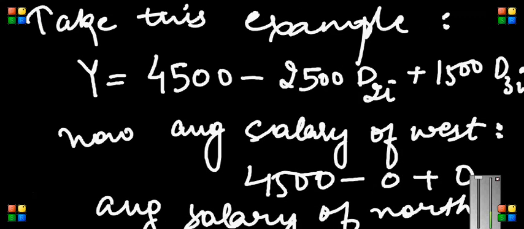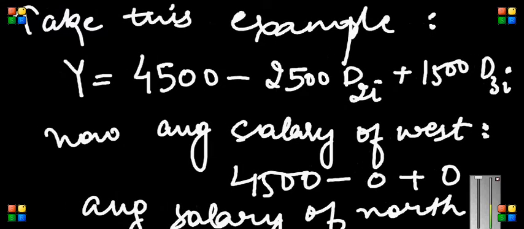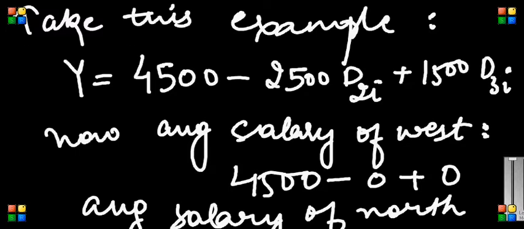of the dummy, right? So supposedly now I ask you, take an example for the following. I have y is equal to 4500 minus 2500 d2i plus 1500 d3i, everything remaining the same. I am talking about three different regions. And now I ask you, tell me the average salary of West.